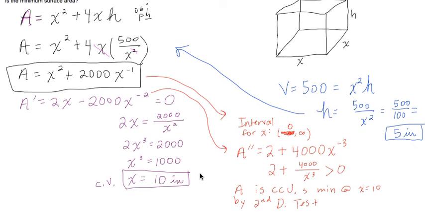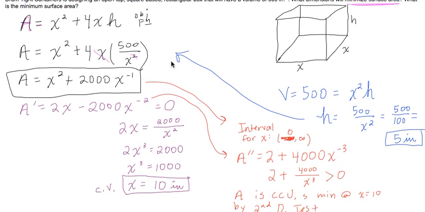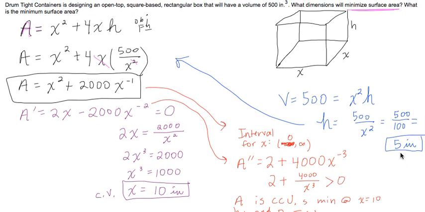So then all you need to do is go find h. So I use this right here. We had already solved for the constraint, h is 500 over x squared, and plugged in 10 into that denominator to get 5 for the height h.